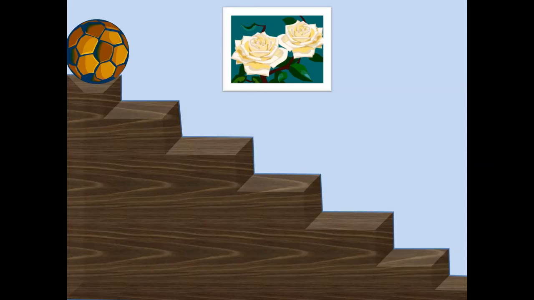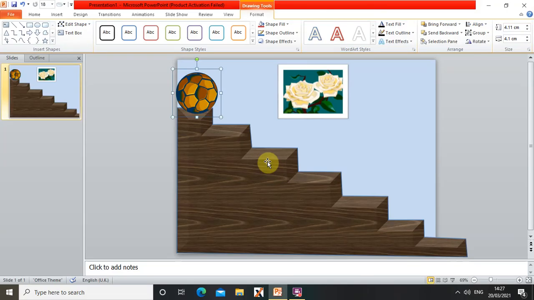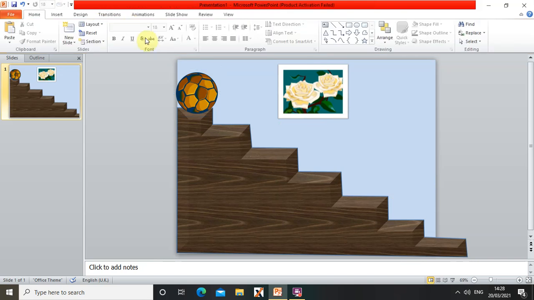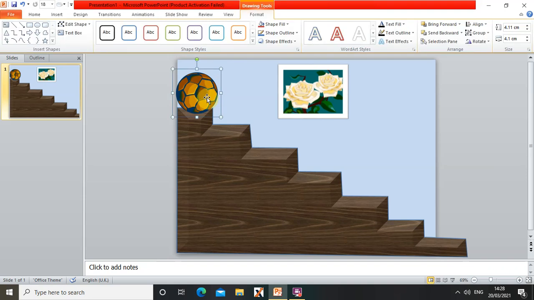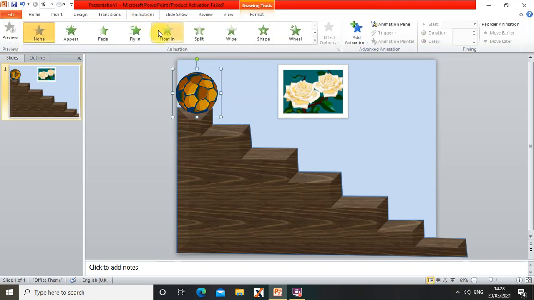If we try our animation, nothing happens. The ball doesn't fall, I mean bounce down the stairs, because it's not animated yet. So we need to go onto animations. If you don't select the ball or the object you want to animate and go onto animations, you can't press onto anything. So you have to select the object and then go to animations, and then all of it's here.